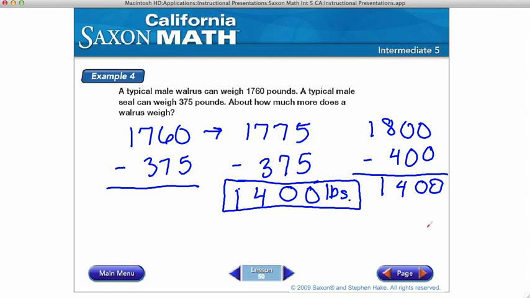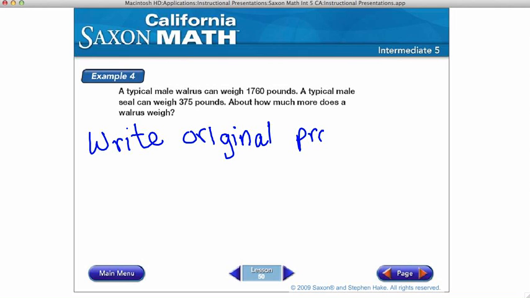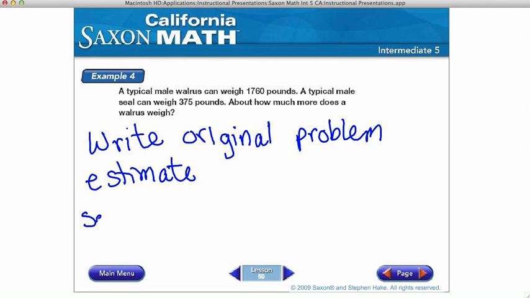All right, that's it. Off to your lesson practice. Please make sure that you are showing me all of your work. Okay? So you need to write original problem, then estimate, and then solve your estimate.